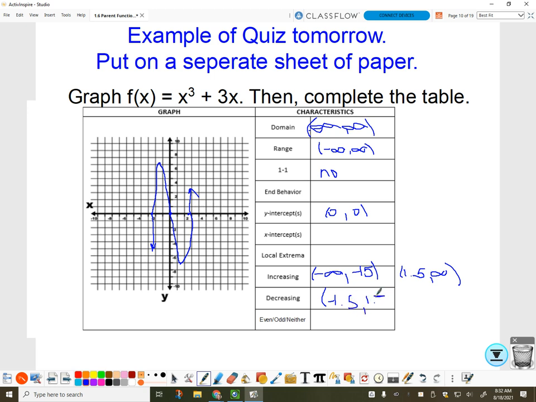Again, the mistake that people make, and the reason that I'm writing this one down, is that people want to use the y value. So it's not the 7.1, it's the 1.5, the x part. Alright, even, odd, or neither. So do you see how when we did our max and min, they're like opposites of each other? That's a clue that it's odd. It does have origin symmetry, so this is odd.